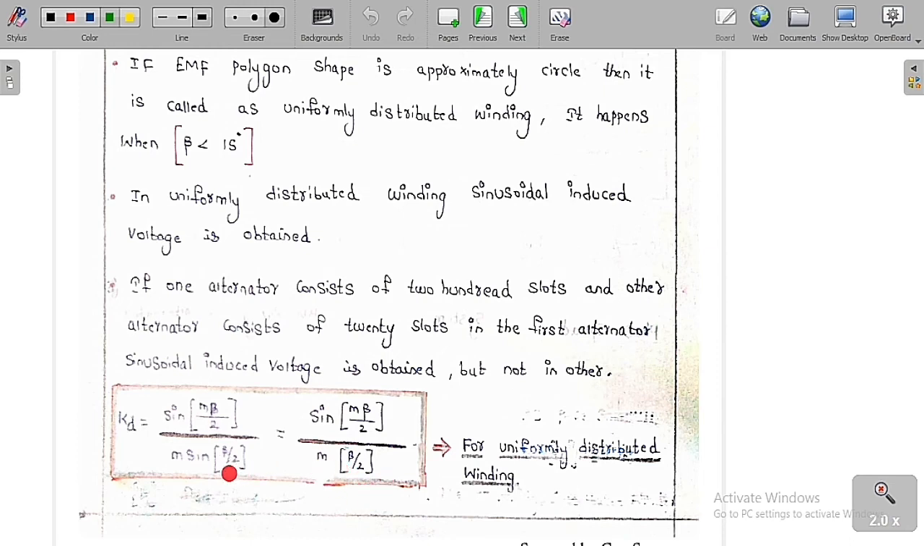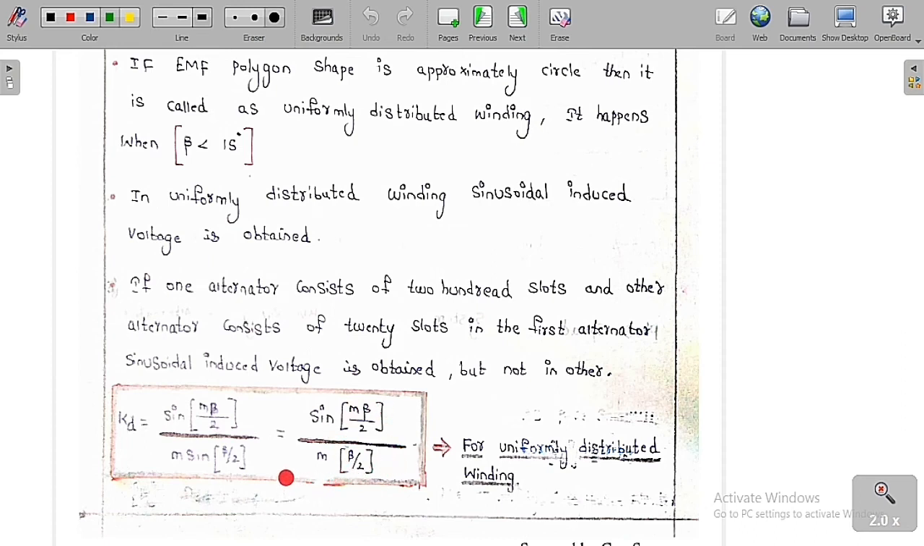So therefore I am going to replace sine beta by 2 by just beta by 2. This is what you are going to get, because in a uniformly distributed winding the beta value is much smaller. So therefore sine beta is nearly equal to theta. By this concept we replace sine of beta by 2 with beta by 2. This is the approximate equation we can get, and we can simplify it to get the distortion factor.